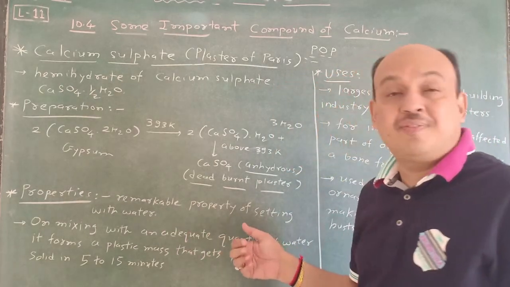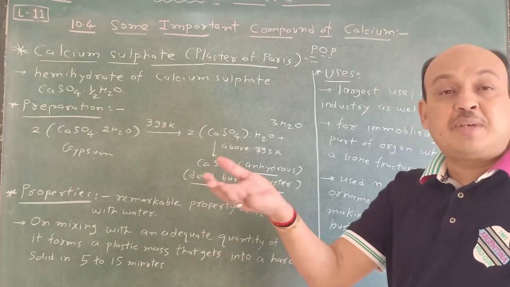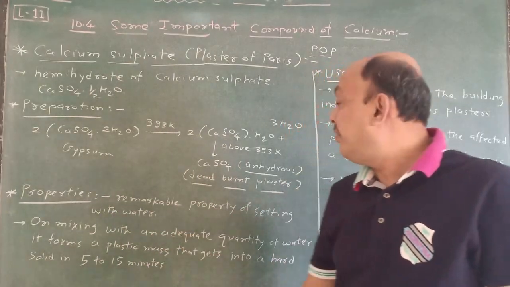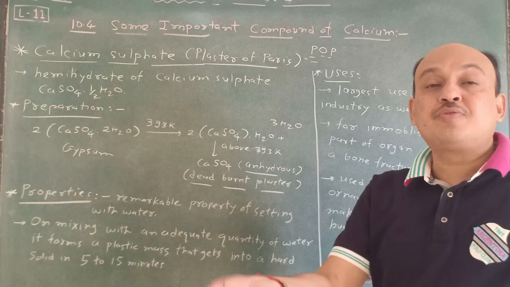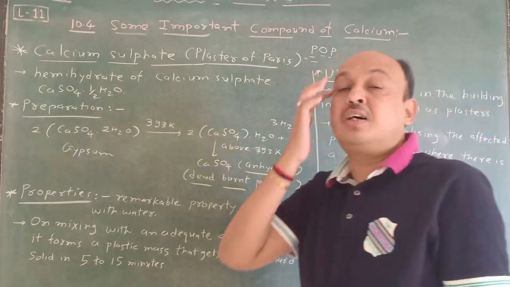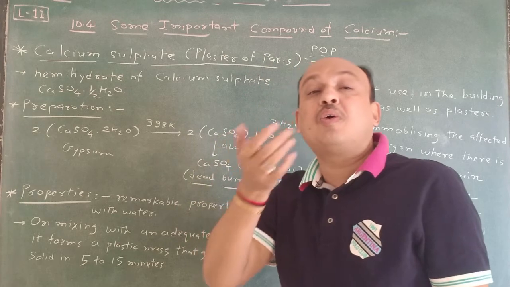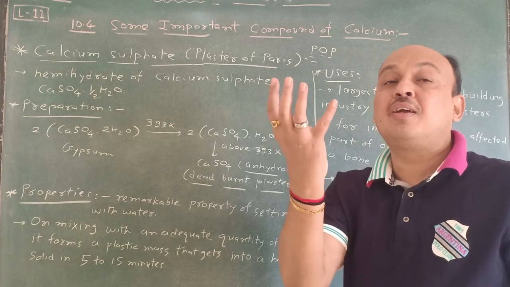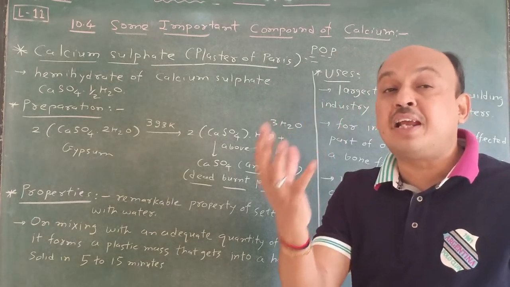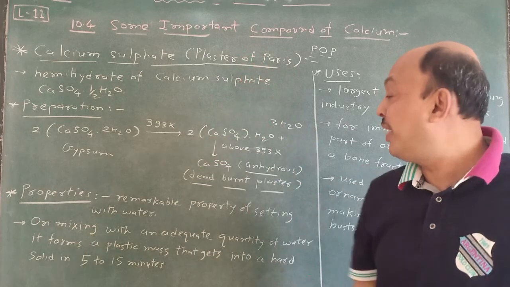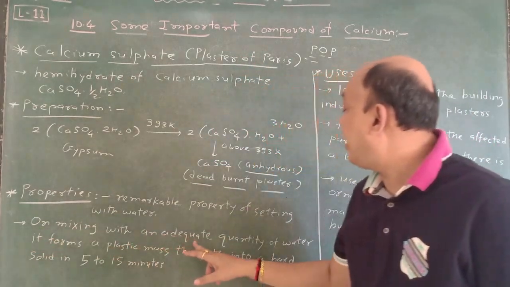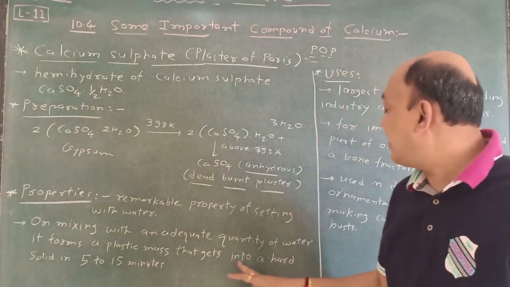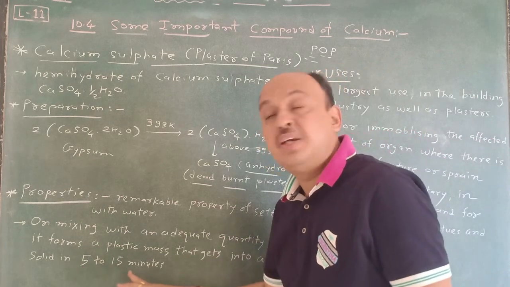A remarkable property is setting with water. That means, suppose you take plaster of Paris as a solid, dissolve it in water and make a paste. Suppose we spread this paste over the face, and after some time we remove this paste, it has become solid in 5 to 10 minutes, and that's why your mask is ready. So on mixing with an adequate quantity of water, it forms a plastic mass that gets into a hard solid in 5 to 15 minutes.